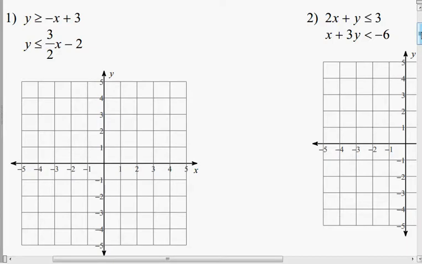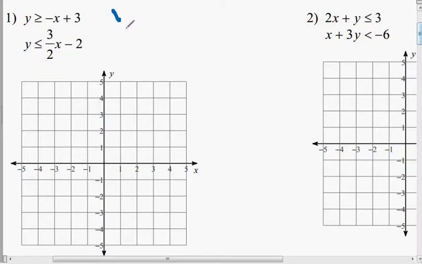I'm going to take the first inequality, and I'm going to graph the line as if it were just an equation. I'm going to think of it as an equation because I can only graph the equation. It's an inequality, but I need to start with the equation because that's the boundary between, in this case, what is greater than and what is less than.